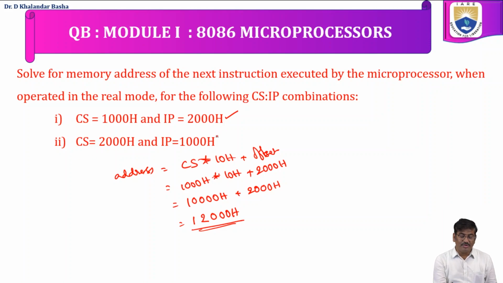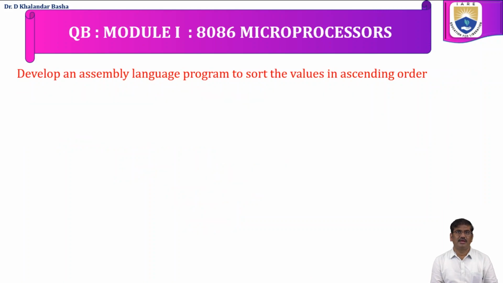In the second example, the CS value is given as 2000H and the IP value as 1000H. So the physical address will be 2000H multiplied by 10H plus 1000H. Like that, we can generate the physical address for the second problem.